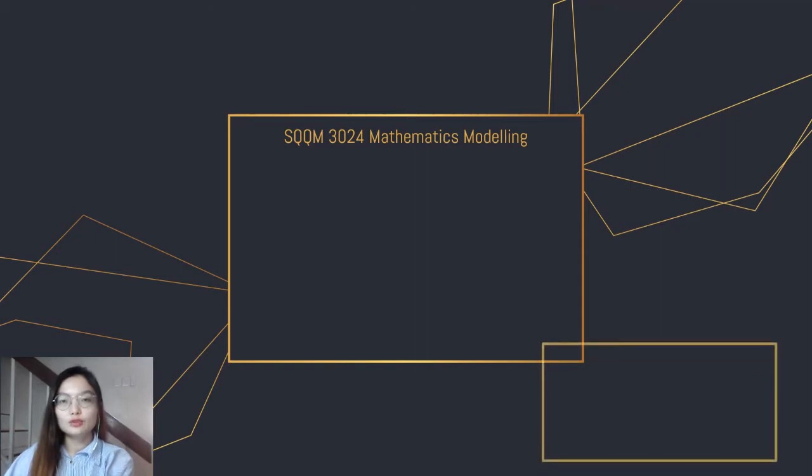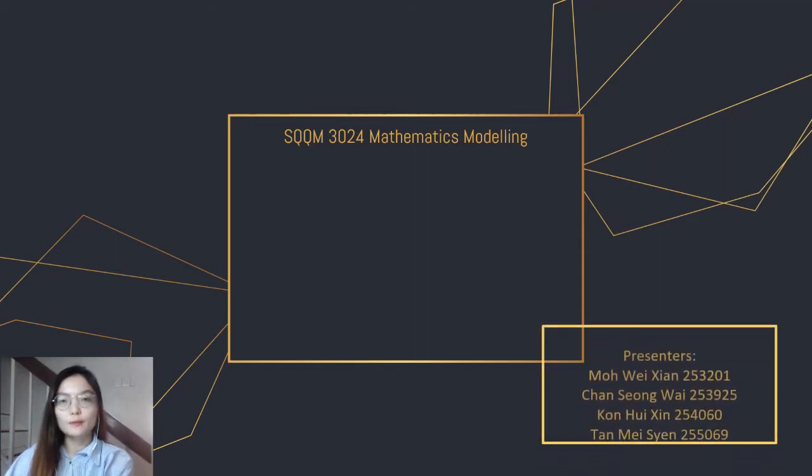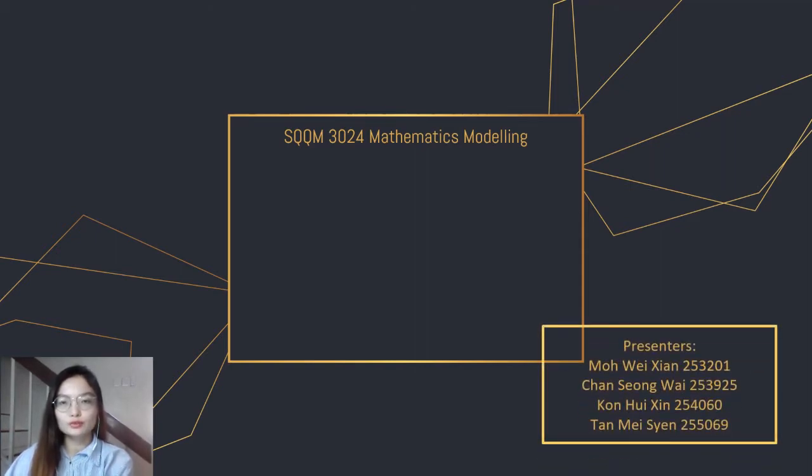First, let me introduce my group mates, who are Moh Wei Xian 253201, Seong Wai 253925, Kon Hui Xin 254060, and also myself, Mei Syen 255069.